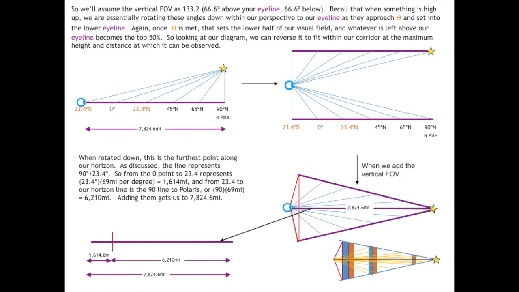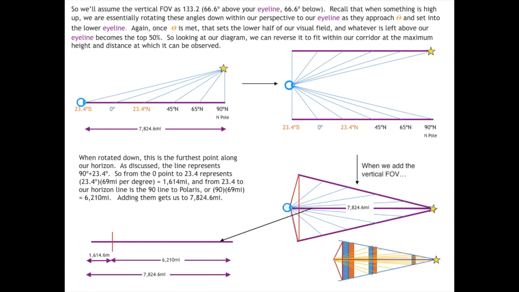So from the 0 point to 23.4 represents about 1,614 miles, 69 times 23.4. And from the 23.4 mark to our horizon line is basically the 90 line to Polaris, or 90 times 69, which is 6,210 miles. And adding them up gets us our 7,824.6 miles.